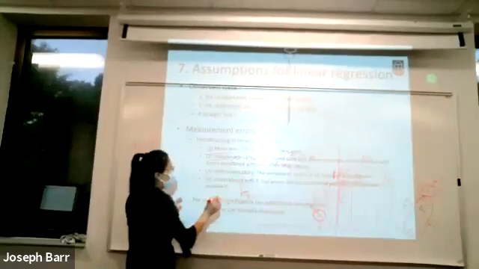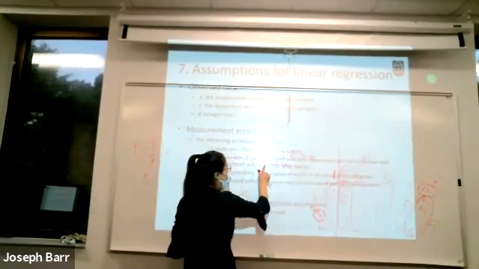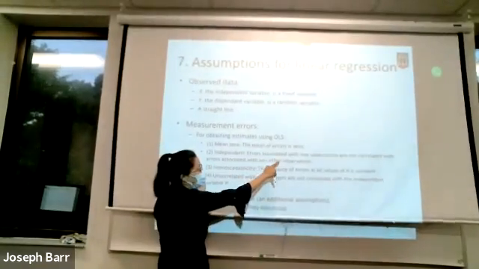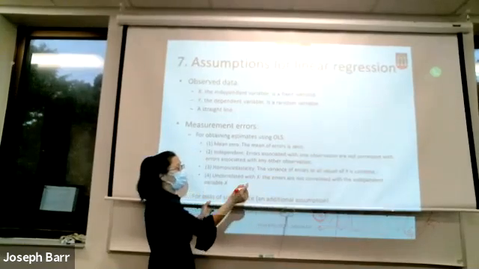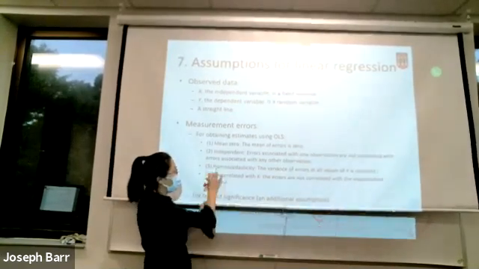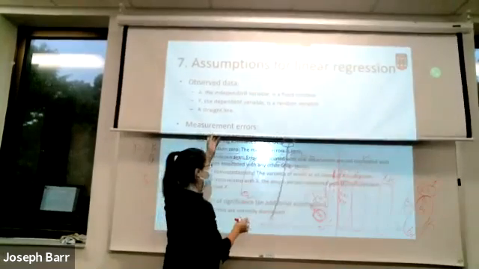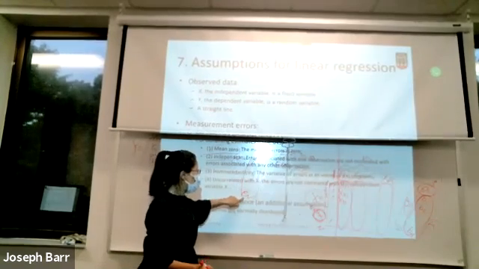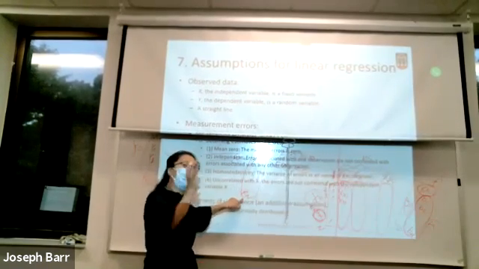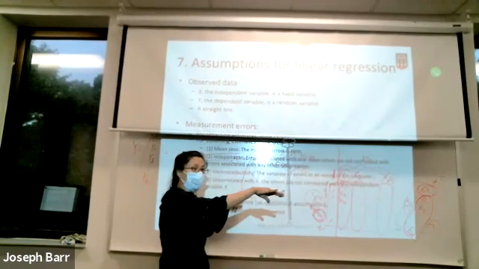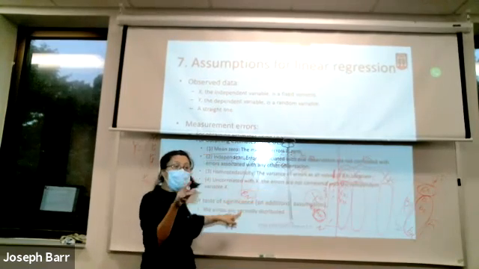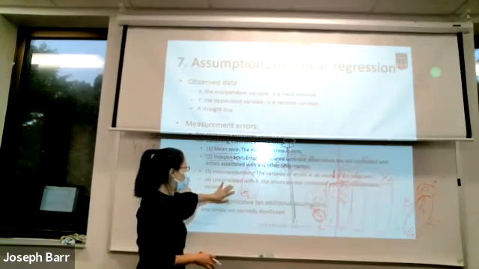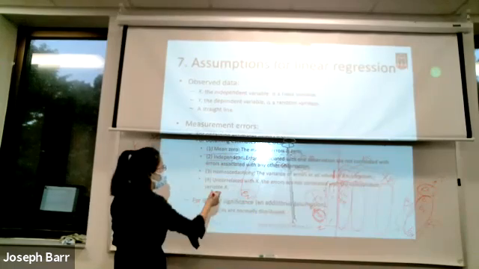Second assumption, independent. E1, E2, E3, all of these are independent. Errors associated with one observation are not correlated with errors associated with another observation. All of these E residuals are independent. So that means this E, the measurement error, does not depend on the previous residuals. In time series, sometimes the observations depend on the previous one, but we assume here these are independent.